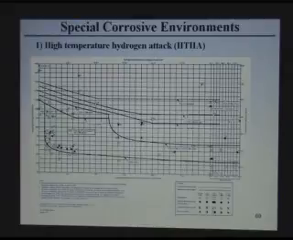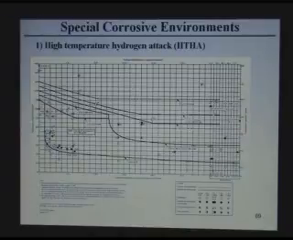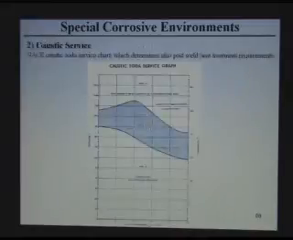The alloying elements are mainly chromium, and the chromium combines with the carbon and makes stable carbides that will not be attacked by the hydrogen. So we select as a function of temperature and hydrogen pressure. Of course, when you do that, we have to add some safety factors. We add 50 degrees for design, and we add 10% to the maximum partial pressure.